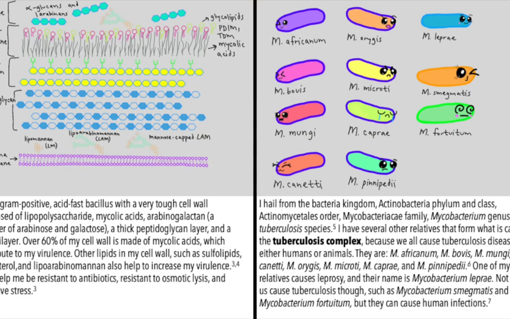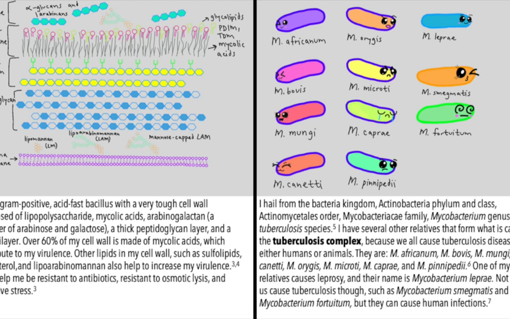I am a gram-positive, acid-fast bacillus with a very tough cell wall composed of lipopolysaccharide, mycolic acids, arabinogalactan, a polymer of arabinose and galactose, a thick peptidoglycan layer, and a lipid bilayer. Over 60% of my cell wall is made of mycolic acids, which contribute to my virulence. Other lipids in my cell wall, such as sulfolipids, cholesterol, and lipoarabinomannan, also help to increase my virulence. They help me be resistant to antibiotics, resistant to osmotic lysis, and oxidative stress.